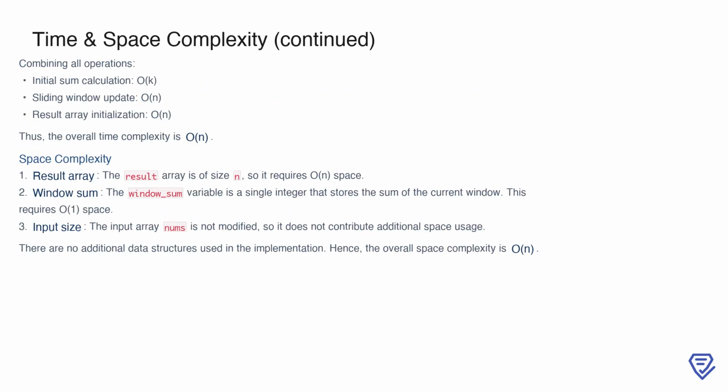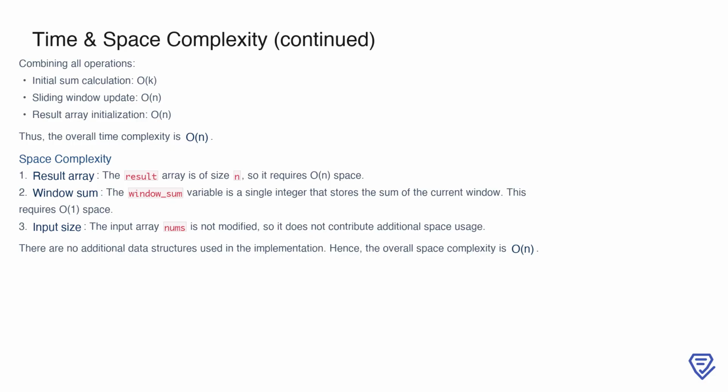Now, combining all these operations, the time complexity of the solution can be summarized as follows. The initial sum calculation takes O(k), the sliding window update takes O(n), and the result array initialization also takes O(n). When we consider the dominant term, the overall time complexity becomes O(n).